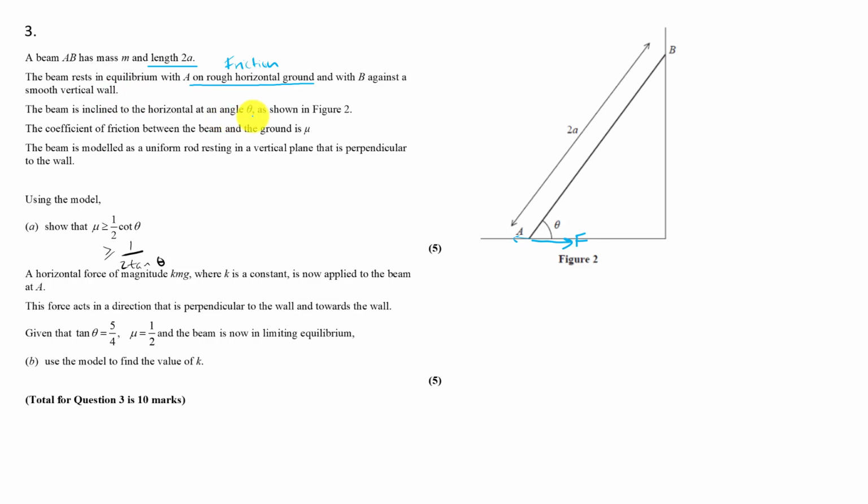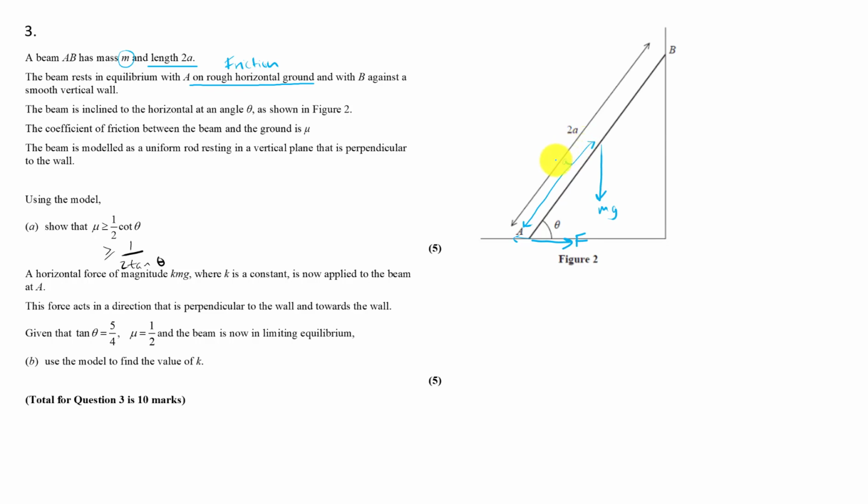It's inclined to the horizontal at an angle theta, shown in figure 2. The coefficient of friction between the beam and the ground is mu. The beam is modelled as a uniform rod. So if it's a uniform rod with mass m, then we're going to get mg at a distance of a, half of 2a.